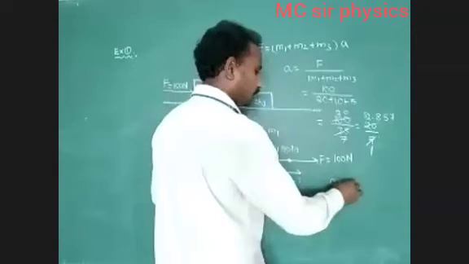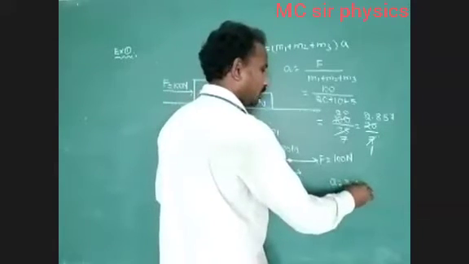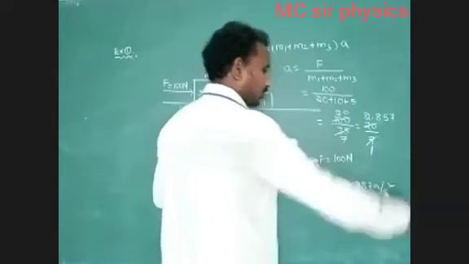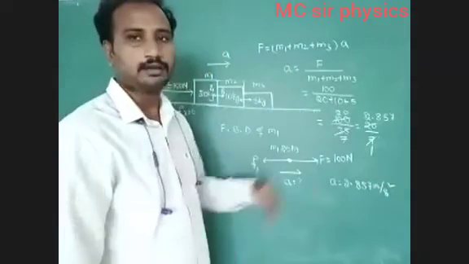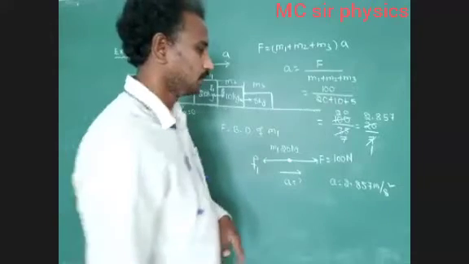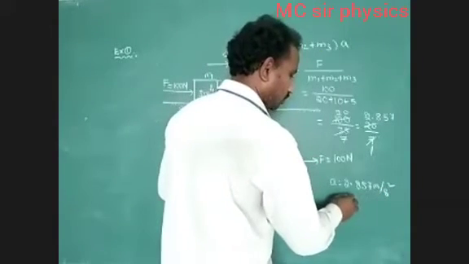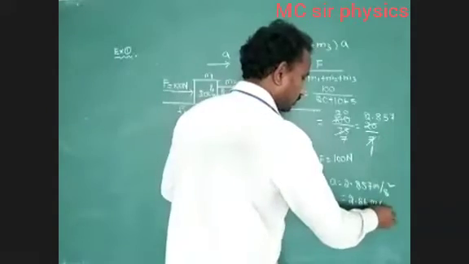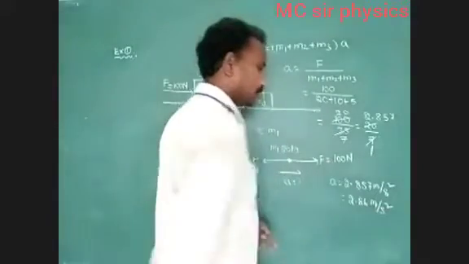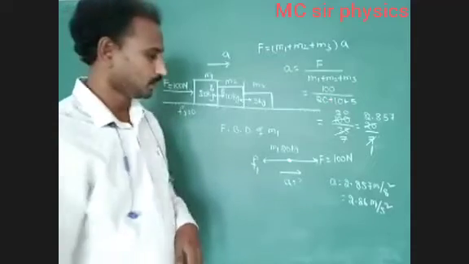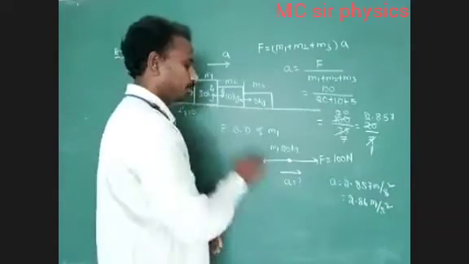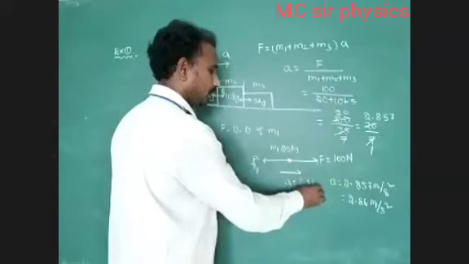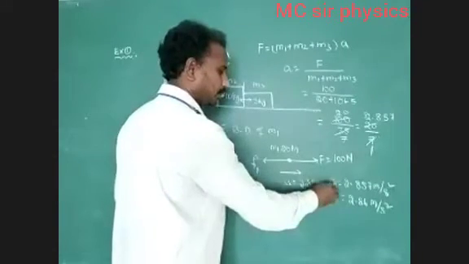Acceleration of the system A equal to 2.857 meter per second square. We have to apply rounding here: 2.86 meter per second square. What is the acceleration of the M2 body? Acceleration of M2 body is 2.86 meter per second square.